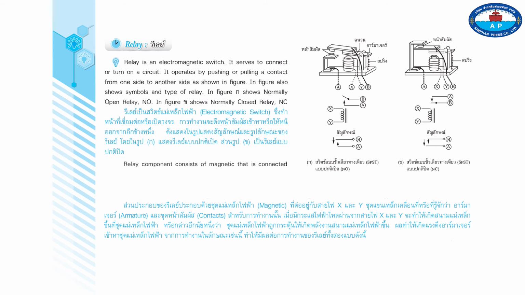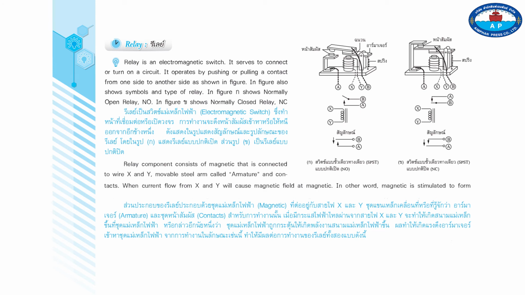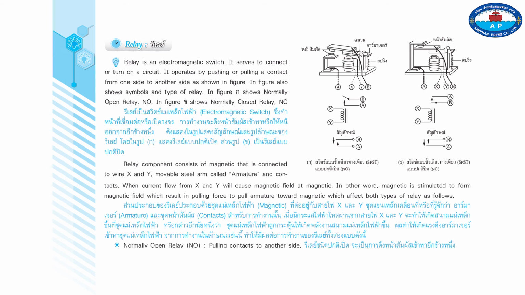A relay consists of a magnet that is connected to wires X and Y, a movable steel arm called the armature, and contacts. When current flows through X and Y, it causes a magnetic field at the magnet. In other words, the magnet is stimulated to form a magnetic field, which results in a pulling force that pulls the armature toward the magnet, which affects both types of relay as follows. A normally open relay, NO, pulls contacts to the other side. A normally closed relay, NC, pushes contacts apart.